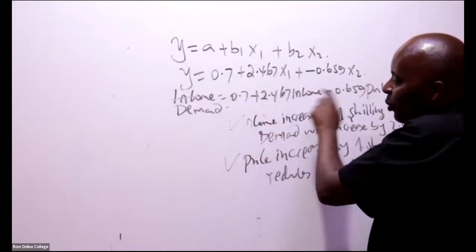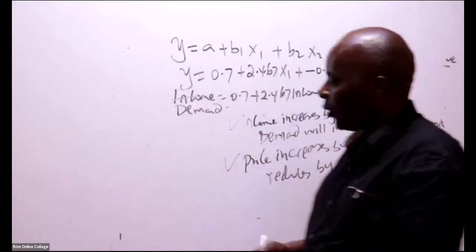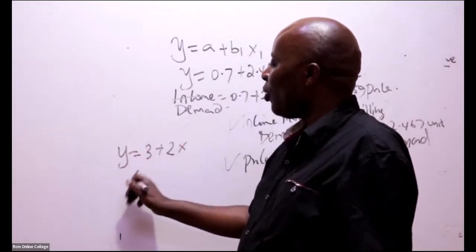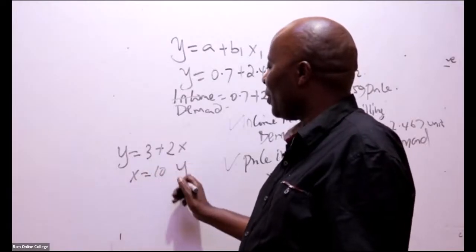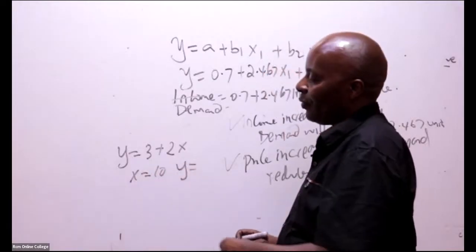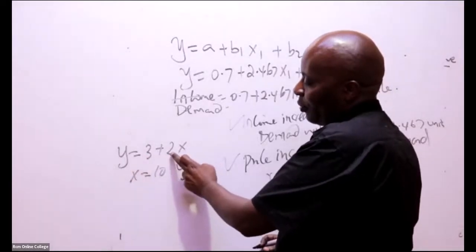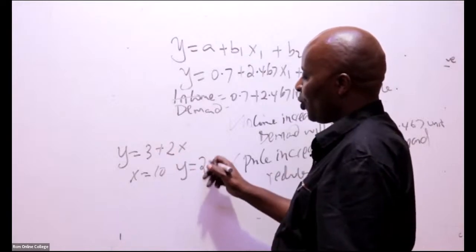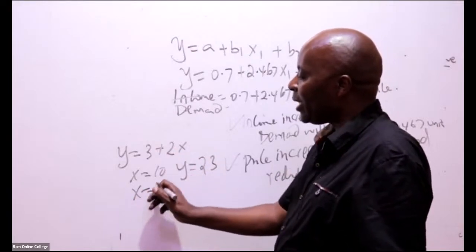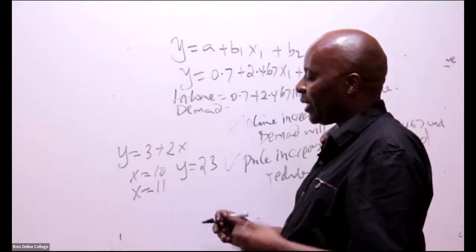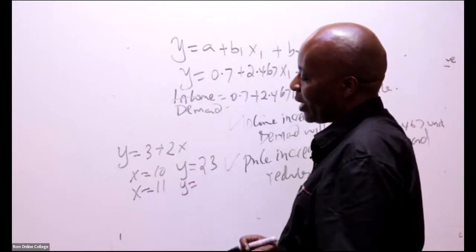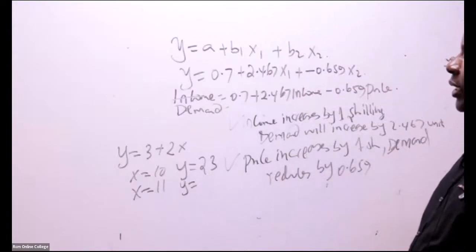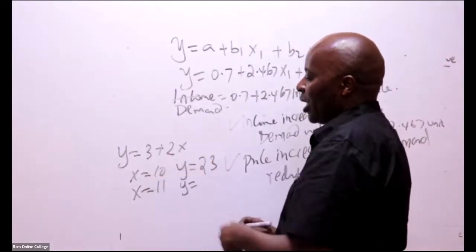How about this 2.47? Ladies and gentlemen, let me explain here using a simple equation. Assuming our y is 3 plus 2x. When x, for example, is 10, can somebody give me the value of y? If x is 10, this will be 2 times 10 plus 3, so 20 plus 3. So this is 23. How about when x is 11? When x is 11, our y will be equal to what? If x is 11, this will be 2 times 11, 22, plus 3.